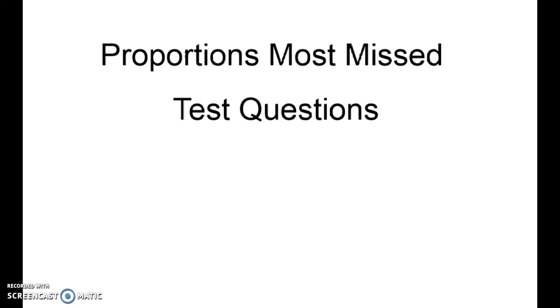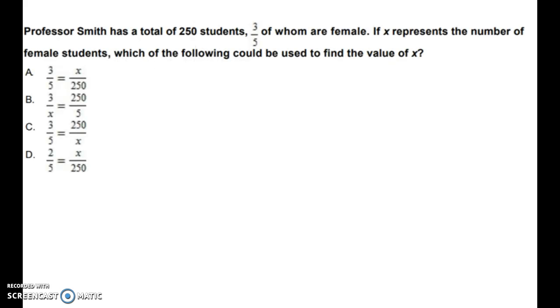Okay, today we're going to go over the most missed test questions on the proportion test. The first one that we're going to go over is one where there is a fraction right in the question. This question states, Professor Smith has a total of 250 students, 3/5 of whom are female.